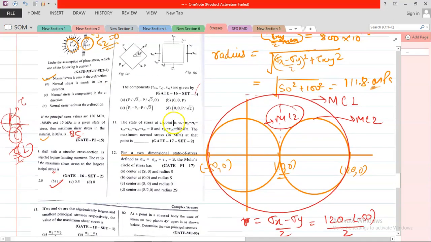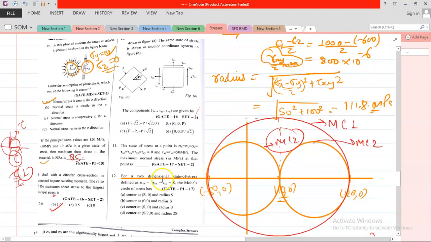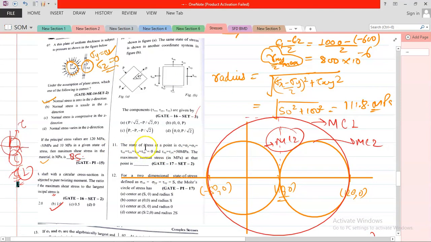Here I think the question is not coming, so I'm going to discuss the next question. The state of stress at a point is given, and this is a question of pure shear stress. You are asked for the maximum normal stress in megapascal at that point. You know that for pure shear stress the Mohr circle is a circle centered at the origin, so the maximum normal stress is just the value of the shear stress, which is 50 megapascal.